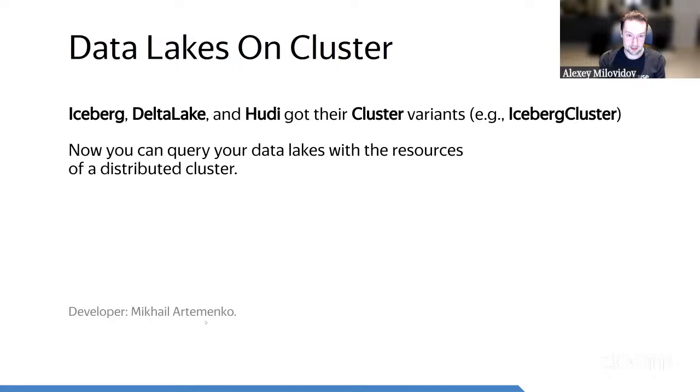But in the new version, we support cluster processing of data lakes. So when you specify something like select from Iceberg cluster, it will go to every server on your cluster, whatever number you have, 10 servers, 100 servers, regardless. And it will instruct every server to process your data lake in parallel. So Iceberg will be melted by ClickHouse.